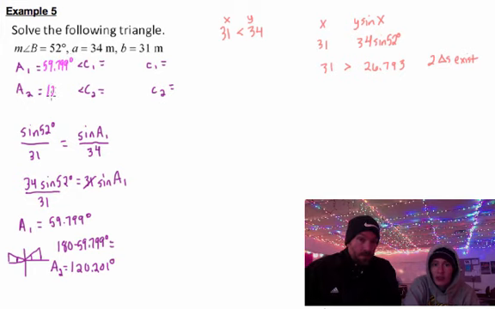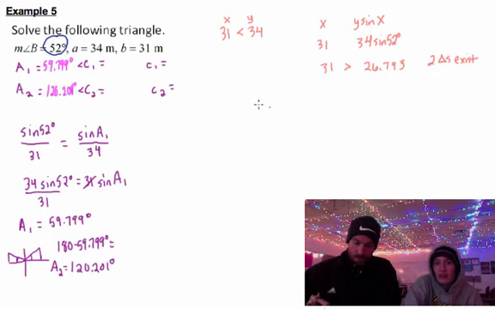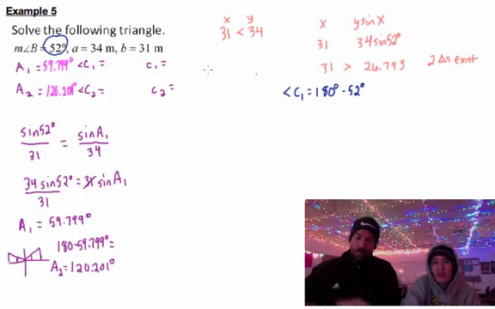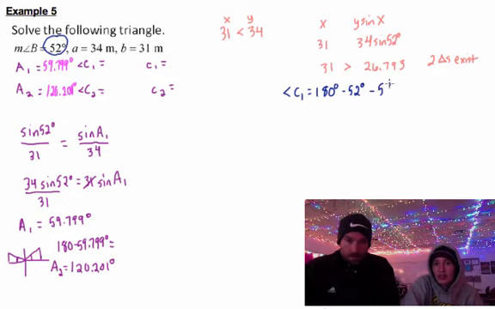And then we've got 120.201 degrees. Now from here, we do law of sines with the first one, and then law of sines with the second one, and do those separately. So right here, we can find angle C by doing 180 minus 52, which was our original angle they gave us, angle B. And also we need to subtract 59.799.